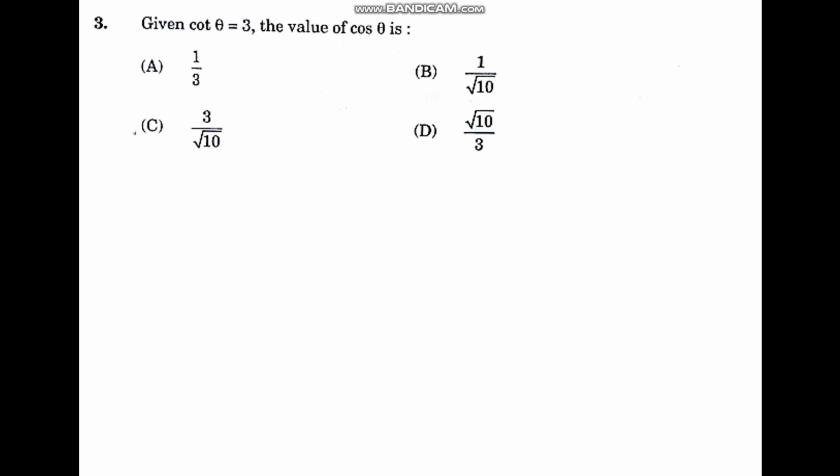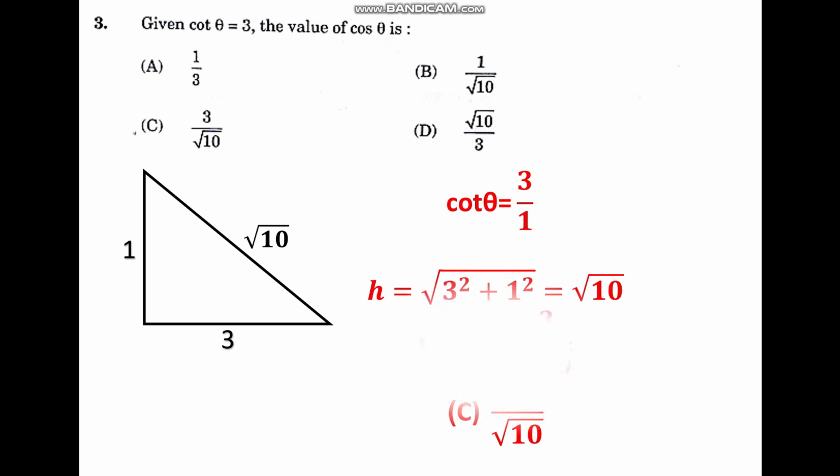Question number 3, if cot theta is 3, then what is the value of cos theta? In a right angle triangle, we know that cot theta is equal to base upon perpendicular. So base is 3, perpendicular is 1, so the hypotenuse will be root 10, and cos theta is nothing but base by hypotenuse, that is 3 by root 10. Option number C is the correct answer.